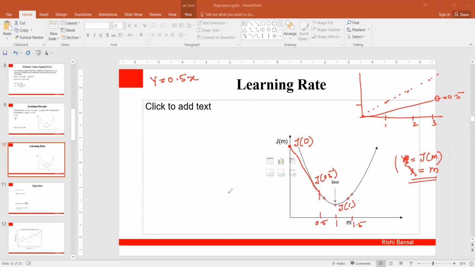Now, we need to calculate J1. I think we are having only 5 minutes again, and all this drawing will go. Can we rejoin? Because I will draw everything and it will go. Okay, yeah, please rejoin.